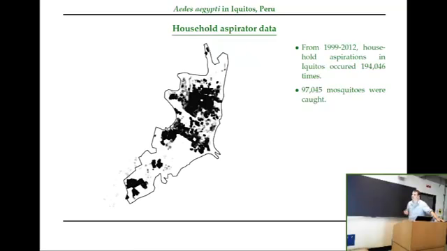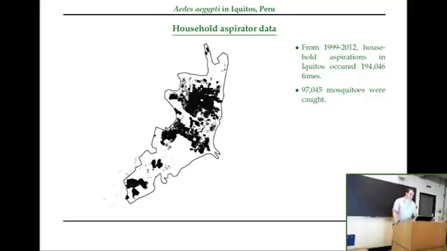Someone will go in essentially with a vacuum cleaner into a house, vacuum up all the corners of the house, and then count the number of mosquitoes they've actually collected. They'll determine the species of all the mosquitoes, and then count up all the ones that we care about. So here we have 194,046 different household aspirations. The dots are very small. When they clump up, that means there were a lot of observations at the same place.